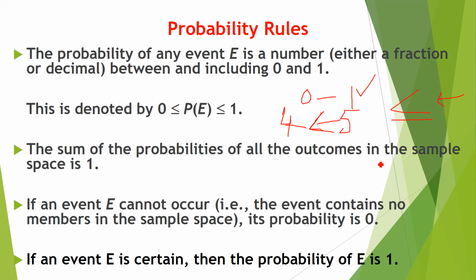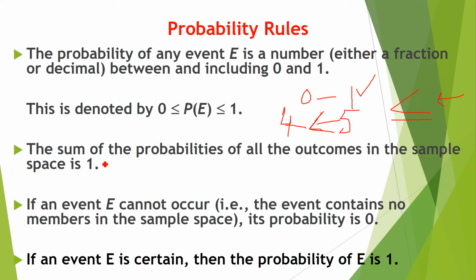Right? So it is denoted by probability of E is greater than or equal to 0 and less than or equal to 1. Probability of an event can be less than 1 but it can also be equal to 1. So it means it lies between 0 and 1. Probability of E is greater than or equal to 0 and probability of E is less than or equal to 1. This is rule number 1.